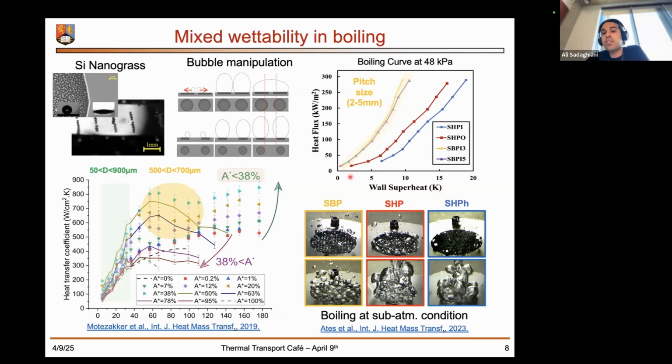Now, we tested this hypothesis at subatmospheric conditions as well. For subatmospheric condition, we observed that for pitch sizes of 2 millimeter to 5 millimeter, we reported basically the same heat transfer performance, meaning that the design of mixed wettability for different operating conditions requires a better design, rather than being based on previous experiments in atmospheric condition.